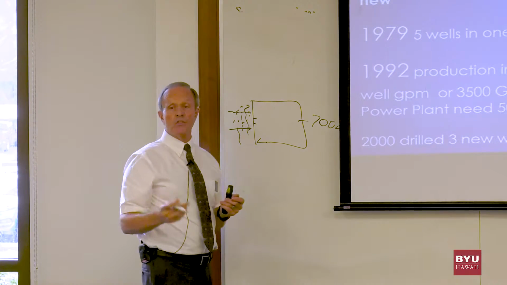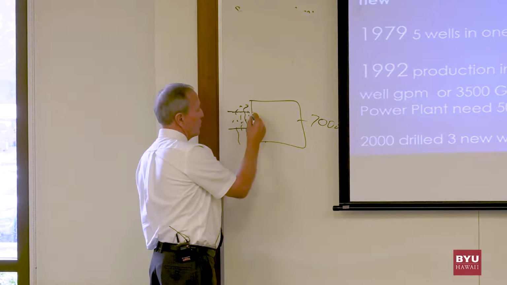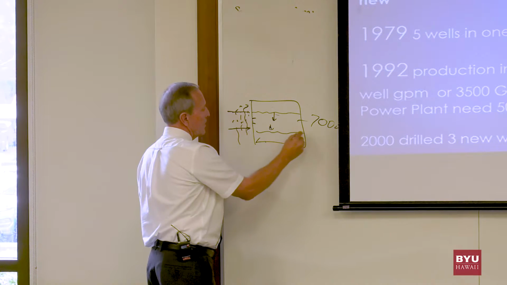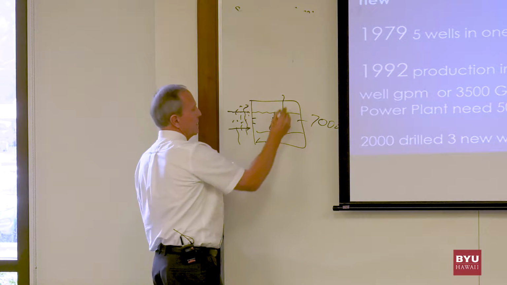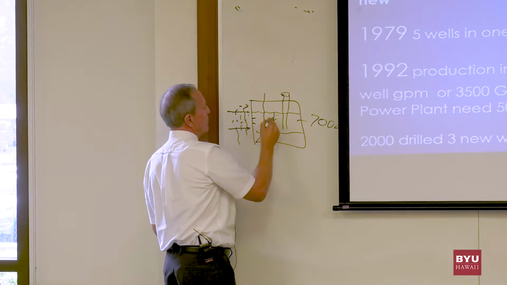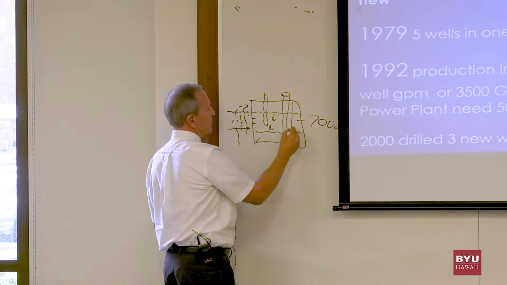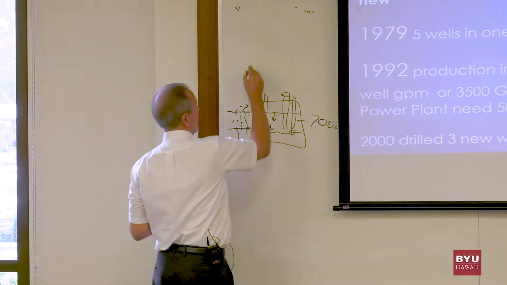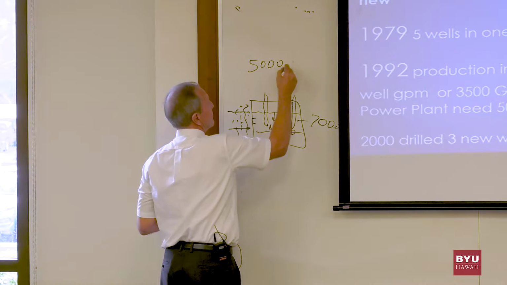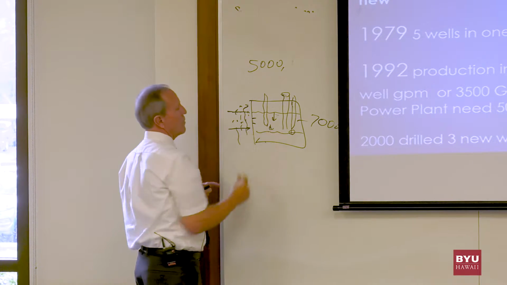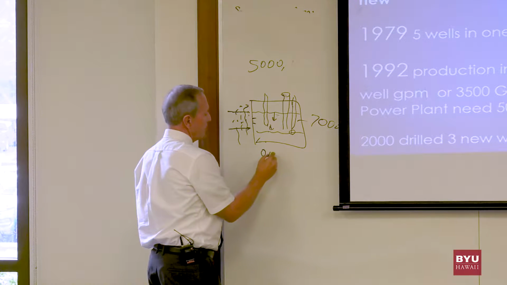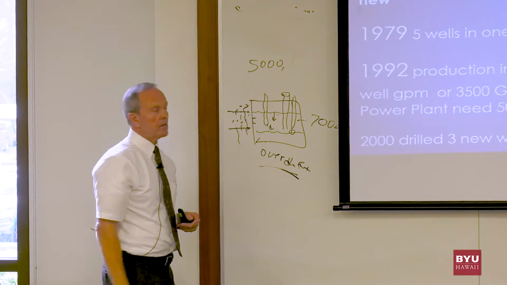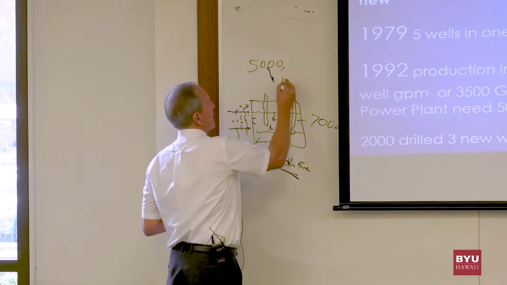If you're not having enough recharge coming into your aquifer, the level starts to drop and drop. So your wells, that used to be pumping water from this level, now have to pump from this level. So what happened was, these 5 wells up here had a capacity of 5,000 gallons a minute, right? And then we pumped this aquifer, and this is what we called overdraft. Overdraft is you're pumping out more water than you're putting in.